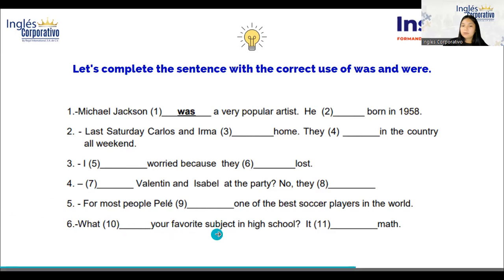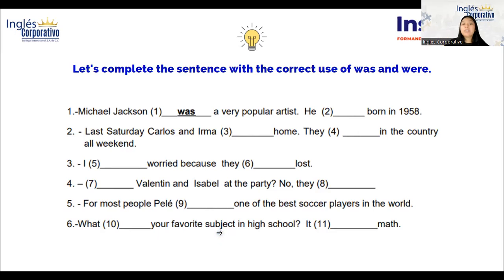What were your favorite subjects in high school? Okay. On number six, ¿estás seguro que es where? Was. Was. ¿Por qué? Porque mire, aquí le dice your favorite. Le está diciendo your favorite subject, no subjects, con la S. No es plural, es singular. So, what was your favorite subject in high school?